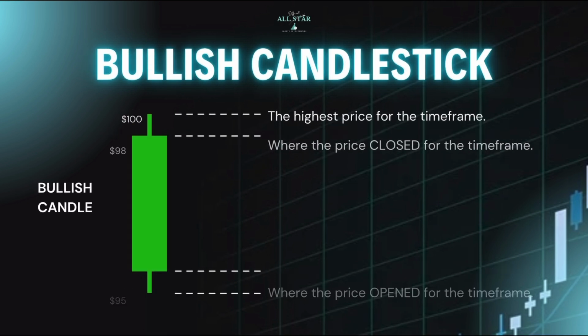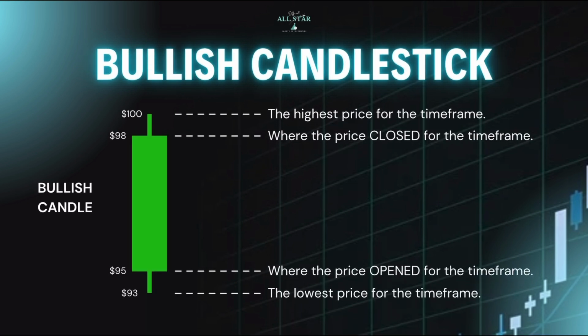Now, on the other hand, the bullish candlestick functions in the same way, but in the opposite direction. So we see the $100, $98, the $95, and $93, same thing. However, at the top, we see the $100 is going to be the highest price for the time frame. The $98 is actually going to be where the price closed for the time frame, since this is a bullish candle. And then if we see the body of the candle go all the way down to $95, that's actually where the price opened for this specific time session. And then lastly, that $93 mark, that's going to tell us the lowest price for the time frame.